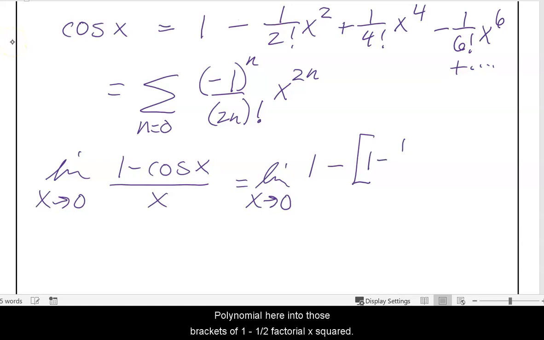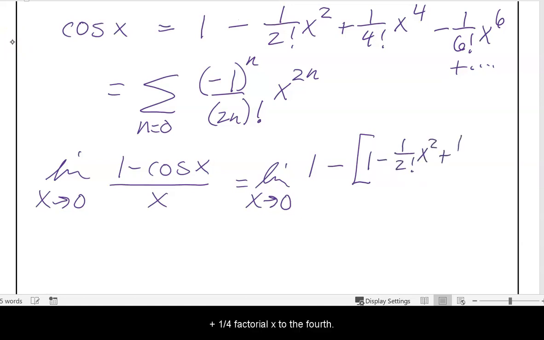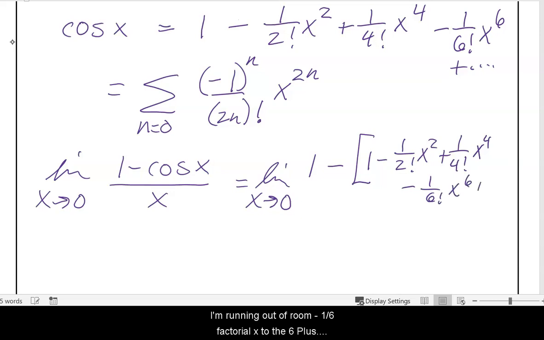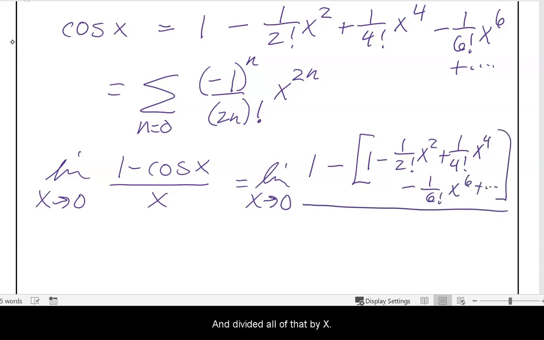So 1 minus 1 over 2 factorial x squared plus 1 over 4 factorial x to the 4th, minus 1 over 6 factorial x to the 6th plus dot, dot, dot, and divide all of that by x. If I plug this in and distribute the negative, what's that going to do to my signs? It's going to make this a negative and that a positive, and that will be a negative, and that will be a positive, and that will be a negative. But this will give me a 1 minus 1.